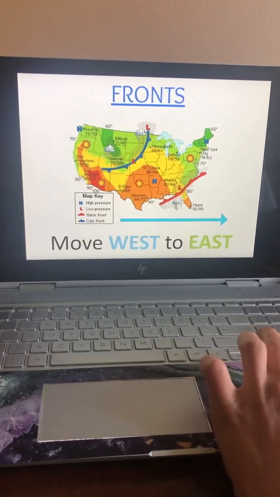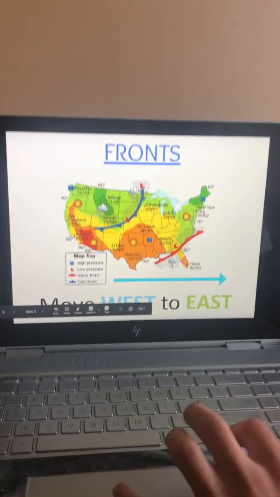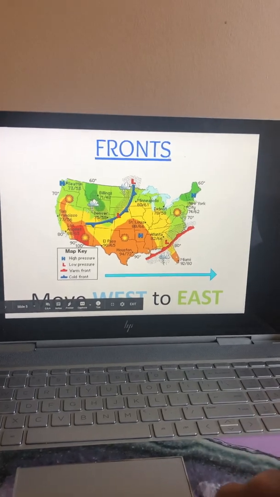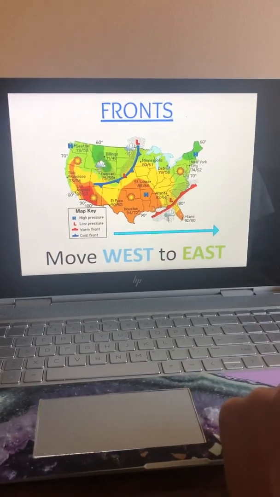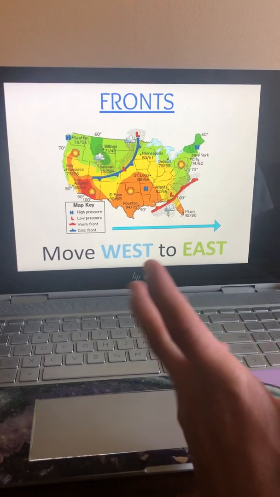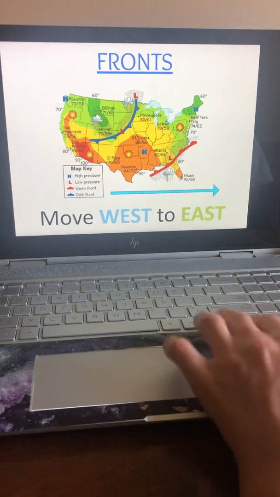And here, as we know, weather moves from west to east on a typical day, and basically fronts also move from west to east. Obviously, they can also move north and south, but that's another story.